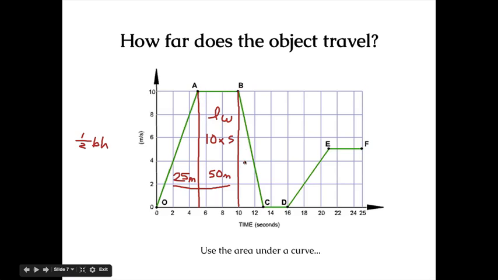Well, I can continue on and do this from B to C. In this case, my base is only 3, because I'm going from 10 to 13. My height is again 10 meters per second, so I have 30 times 1/2, which means the bus traveled 15 meters in this time. You can continue on and try to calculate the area underneath this section by dividing it into chunks just like this and finding out what that total area is for yourself.